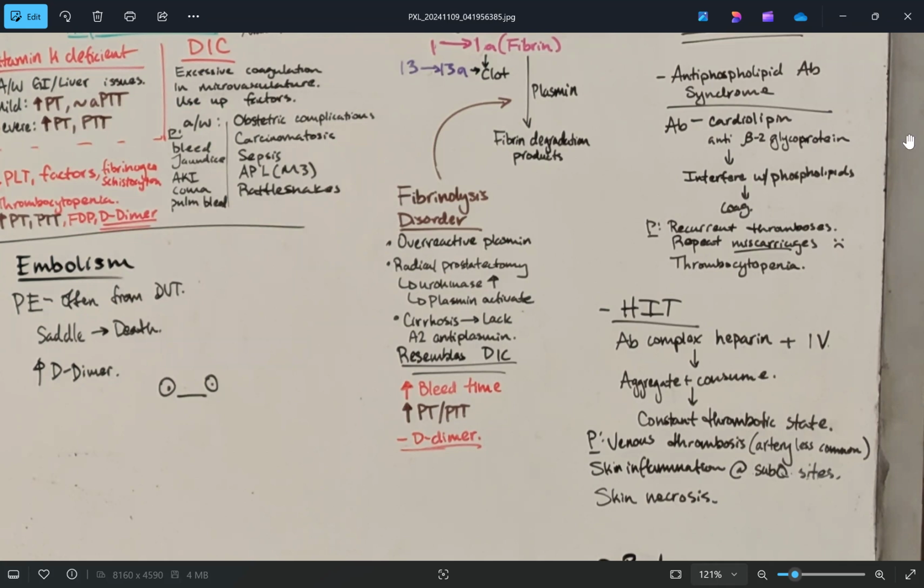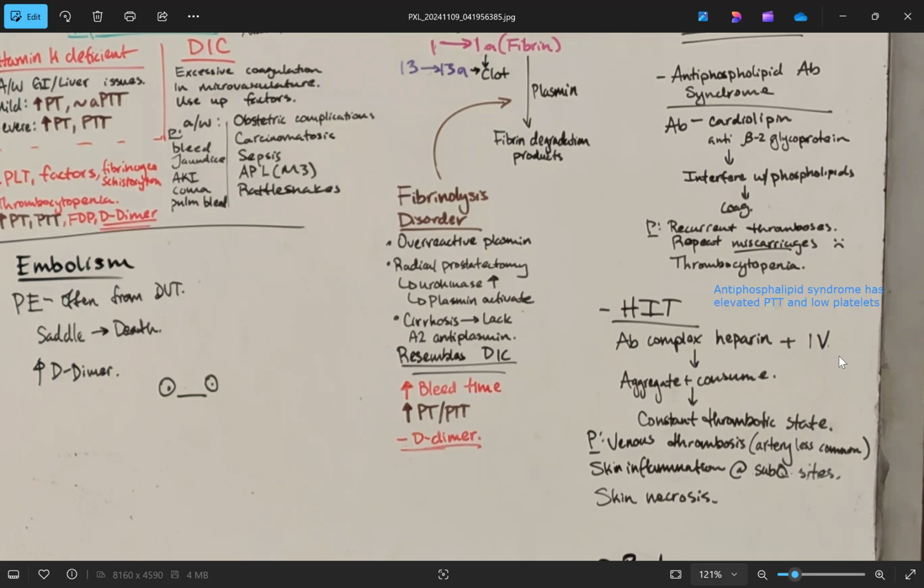Last but not least, HIT. It is associated with taking heparins. It is going to be a complex of your heparin and your factor 4s. They will aggregate and usually consume your factors. And when you consume your factors, you're not going to be able to clot. You'll have a lot of bleeding. So you'll be in a constant thrombotic state.